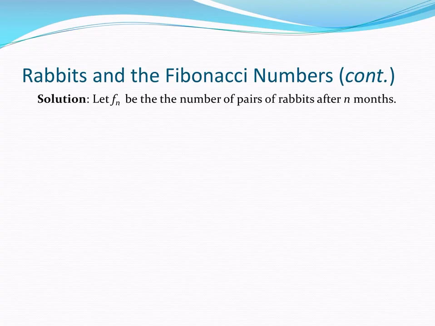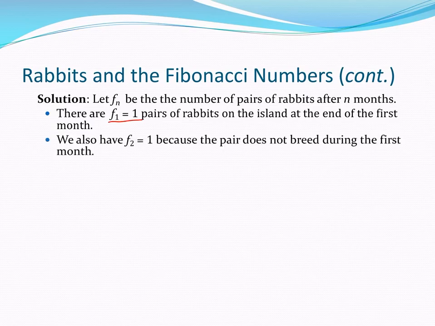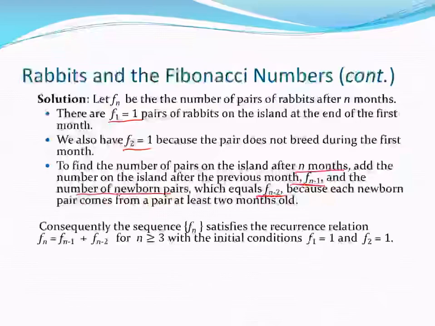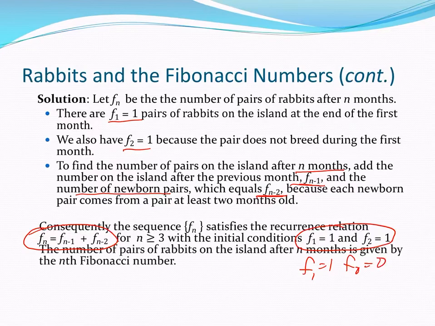So if Fn is the number of pairs of rabbits after n months, there's F1 equal 1 pair of rabbits on the island at the end of the first month. F2 is 1 pair of rabbits on the island at the end of the second month, and there's our initial conditions. And then the number of pairs after n months is the number of pairs that were there the previous month because they never die, and the number of newborn pairs, which is the same as the number of pairs of rabbits that were there 2 months prior. That's Fn minus 2. And that gives us the Fibonacci recurrence relation with the initial conditions F1 is 1 and F2 is 1. It turns out also to work with F1 is 1 and F0 is 0. But it's fine to do F1 is 1 and F2 is 1. And the number of pairs is the nth Fibonacci number.